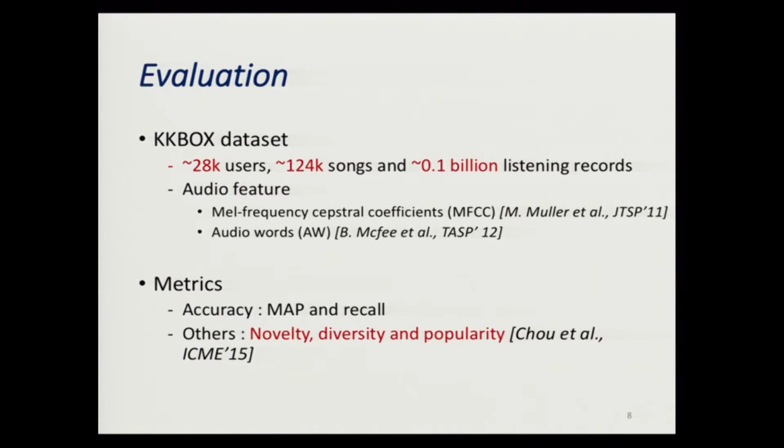So in our evaluation, the number of users, songs, and listening records are shown here. And we extract two audio features, MFCC and audio word. And we use two performance metrics, MAP and recall. It's well known that using such metrics for evaluation is not enough to guarantee the user satisfaction. So unlike these two performance metrics, these metrics do not require the song under evaluation to have been listened to by the user. The definition of these metrics can be found in our previous work.